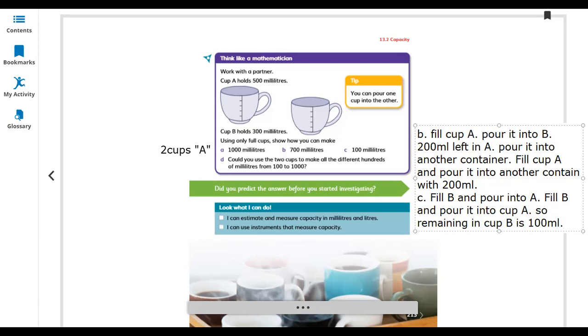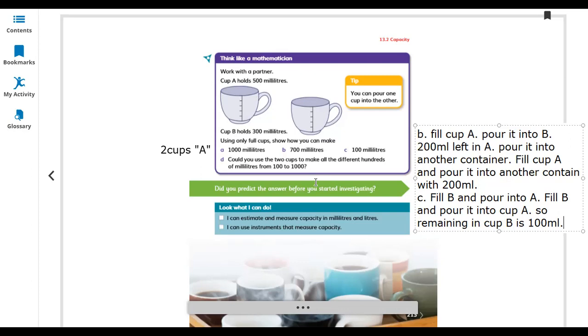Again, I'm repeating. First of all, we put 300 ml in cup B, and then we pour this water into cup A. So now this is empty, and in cup A we have 300 milliliter. Again, we put the water inside. Now there is 300 and there is 300. When we pour this water into cup A, only 200 goes inside, because there are already 300 milliliter. So here remaining 100. Like this we got 100.